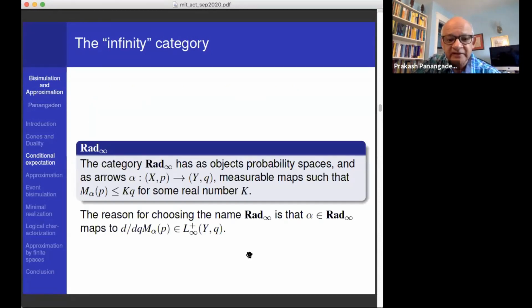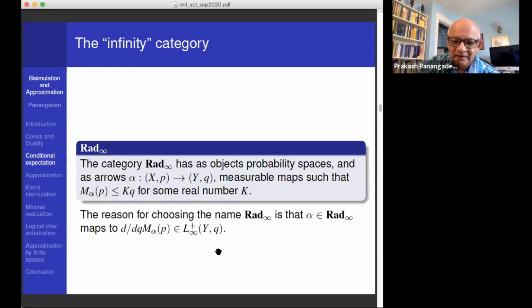So let me define the two categories. Rad infinity has objects probability spaces. The morphisms are measurable maps that satisfy the uniformly bounded property: the image measure of P under alpha is bounded by some real number times the measure Q on the space Y. The reason for choosing the name Rad infinity is that if I take a morphism that satisfies this condition, and I look at the Radon-Nikodym derivative of the image measure with respect to the measure Q on Y, that gives me a measurable function that belongs to L infinity.